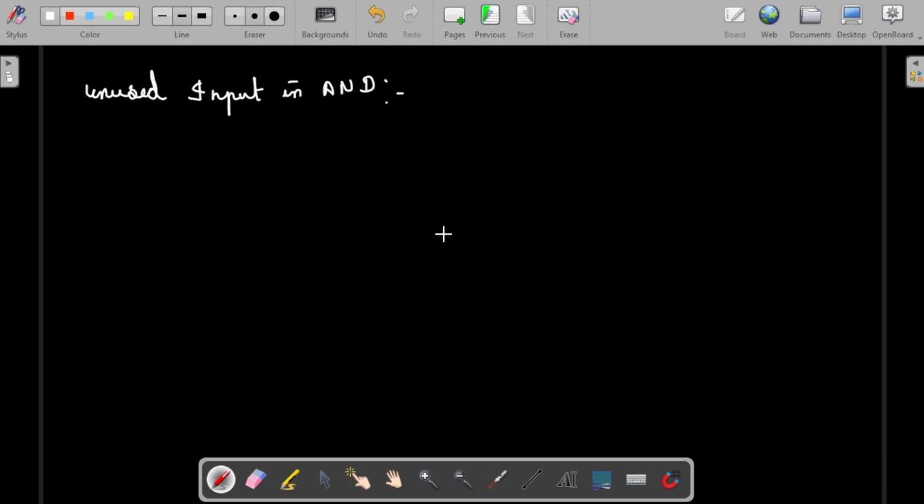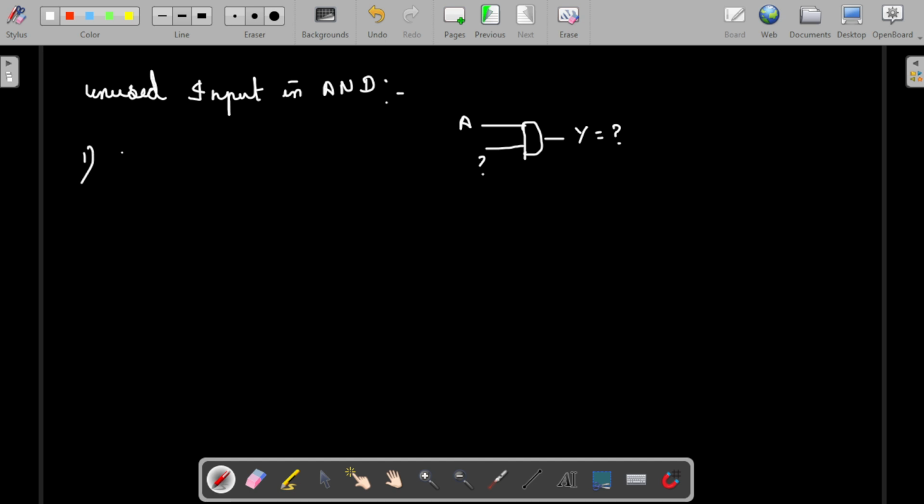So for an example, if this is a 2 input AND gate and this is our output, we are giving input A here, and we are not giving anything to the other terminal. So then what do we have to do here? This is one of the important questions. Then what will be the output here? We have only one input to give for the 2 input logic gate, but for the other input, what can we do? There are 3 things we can do.